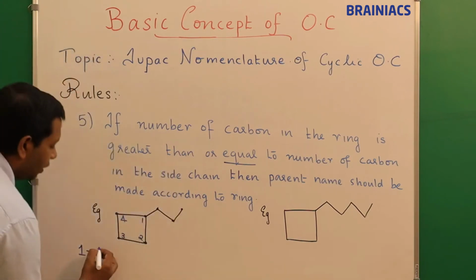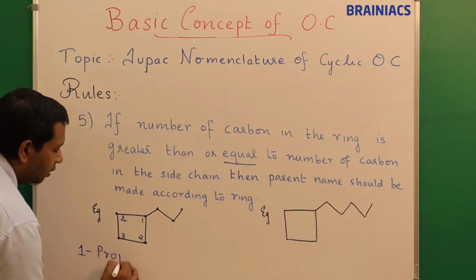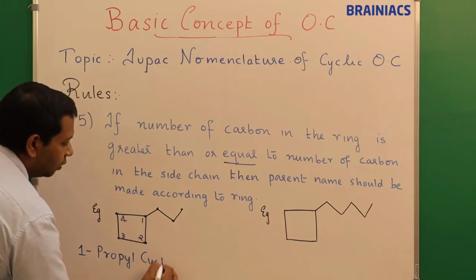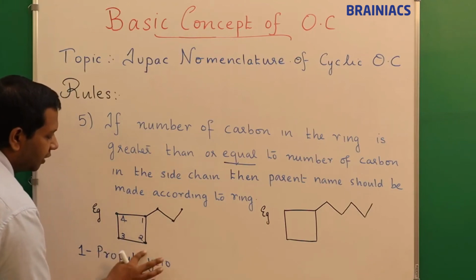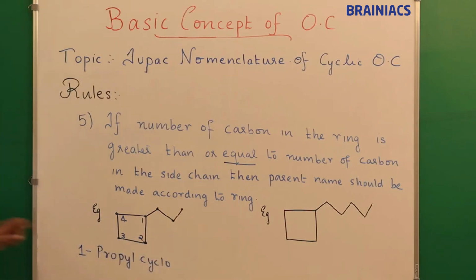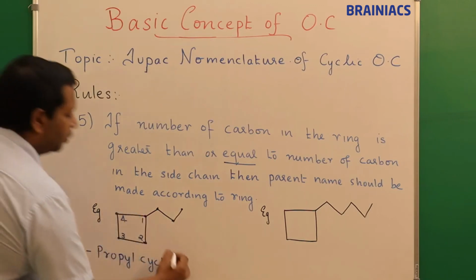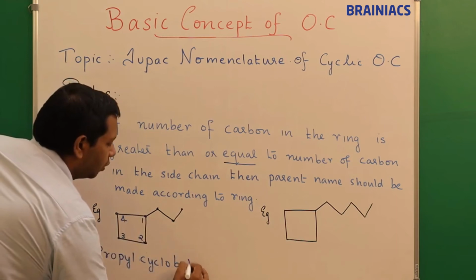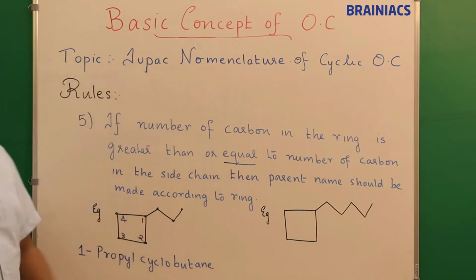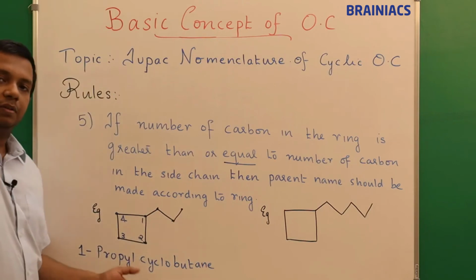So I can say 1 propyl, cyclo, so we say cyclo. Please remember this is a small letter because this is coming in between. 1 propyl, cyclo, word root is bute, all are connected through single bond, so it should be 1 propyl cyclobutane. Okay, easy to understand, right?